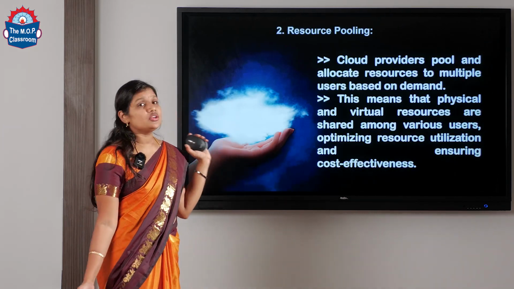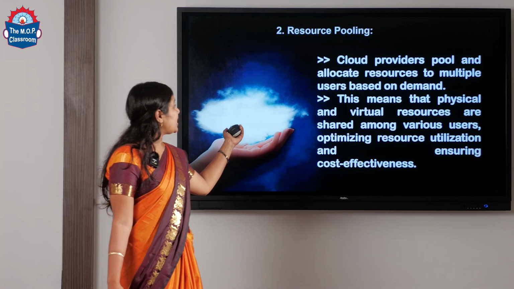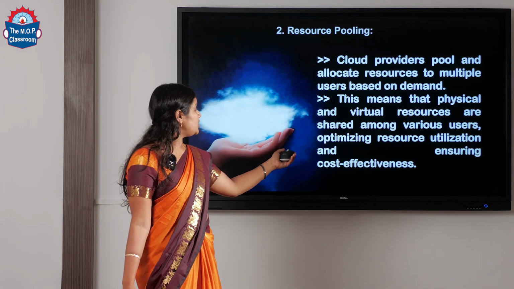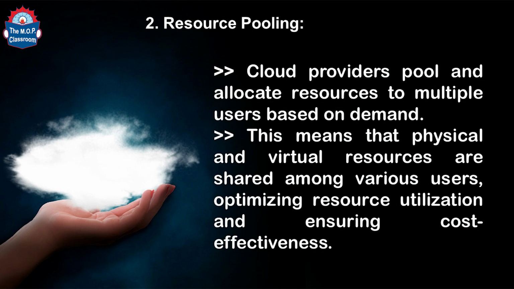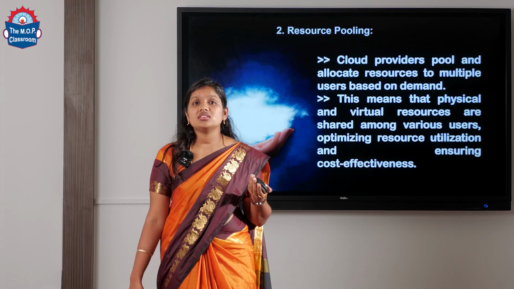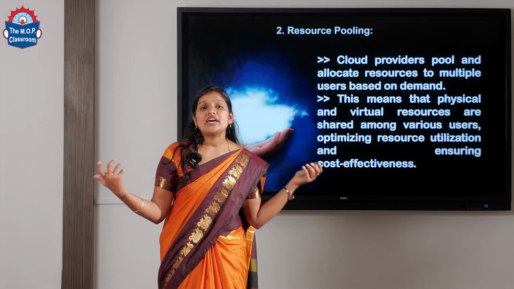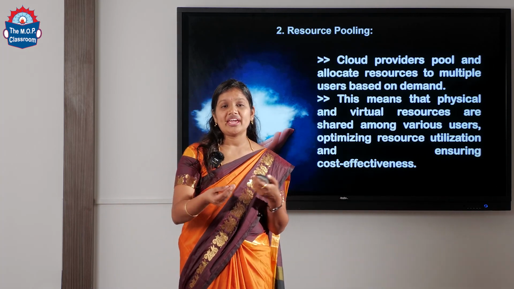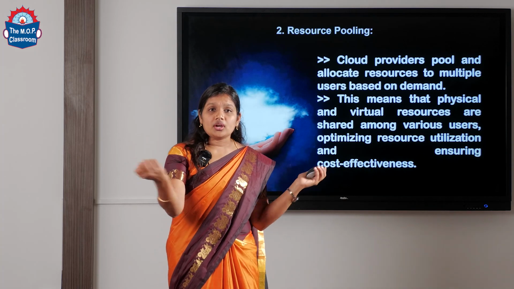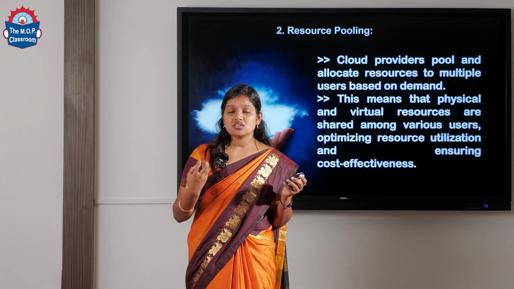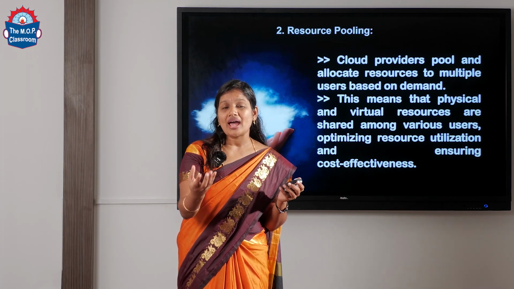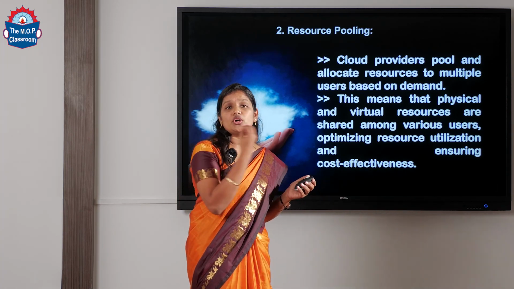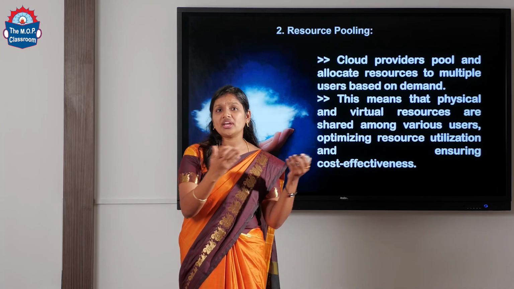The next one is resource pooling. Cloud providers pool and allocate resources to multiple users based on demand. This means that physical and virtual resources are shared among various users, optimizing resource utilization and ensuring cost effectiveness. In simple terms, think of sharing a common lunch: we share whatever each person brings. That is resource pooling. All over the world, the data the users have is shared there. If you want to access the data, you can access it. If you don't want to use the data, you can keep it as it is.